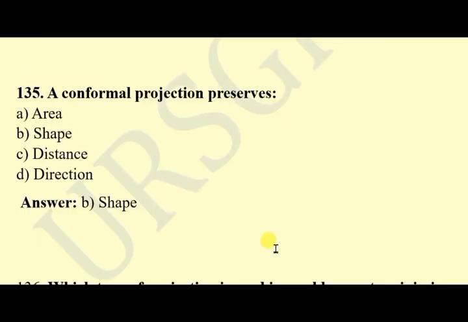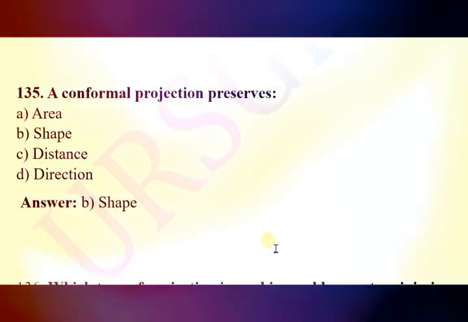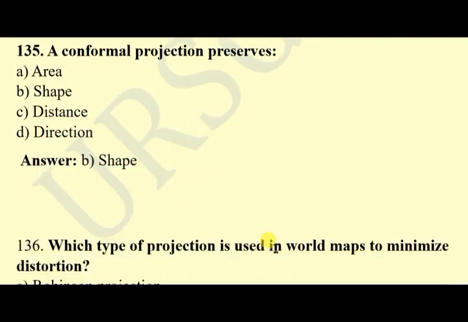Question 135. A conformal projection preserves area, shape, distance, direction. Here the right answer will be shape; conformal means shape.